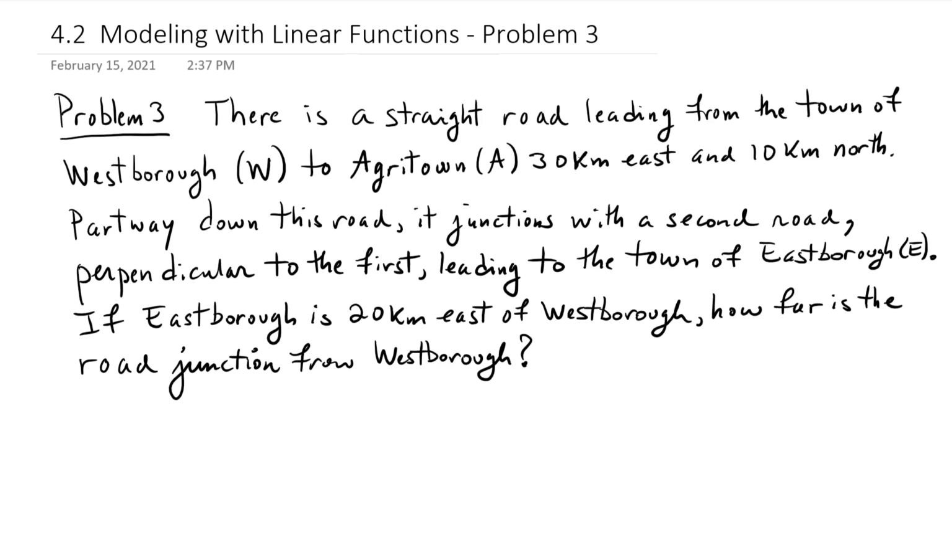This is problem number 3. There's a straight road leading from the town of Westboro, that I will call W, to a grid town, A, 30 kilometers east and 10 kilometers north. Partway down this road, it junctions with a second road perpendicular to the first. So we're going to be dealing with perpendicular lines here. Leading to the town of Eastboro, which I'll denote as E. If Eastboro is 20 kilometers east of Westboro, how far is the road junction from Westboro?